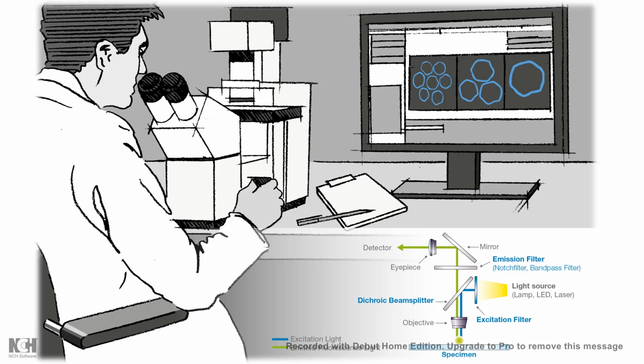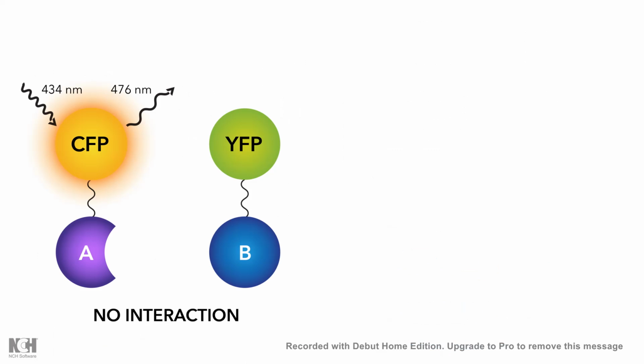And then you check in a fluorescence microscope the following things. So let's say there is no interaction between A and B. Then what would happen? You try to illuminate the CFP, which is fused with A, with 434 nanometer light, and you would get an emission at 476. So no FRET has occurred in this situation, right? So if there is no interaction, no FRET.